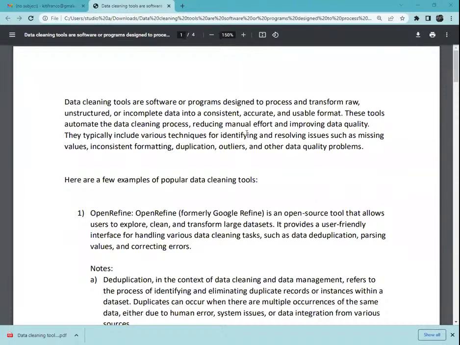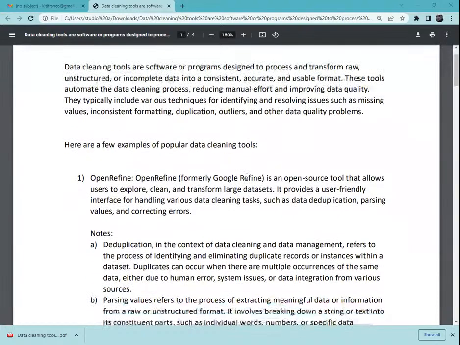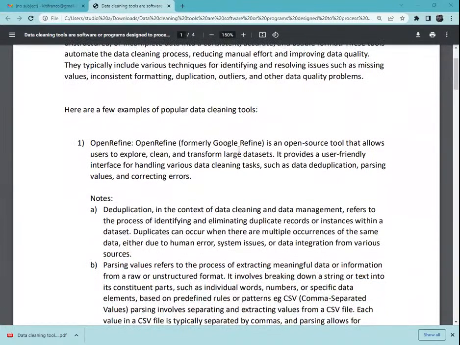So I'm repeating again that they typically include various techniques for identifying and resolving issues, such as missing values, inconsistent formatting, duplication, outliers, and other data quality problems. Here are but a few examples of data cleaning tools. The first one is the famous OpenRefine.